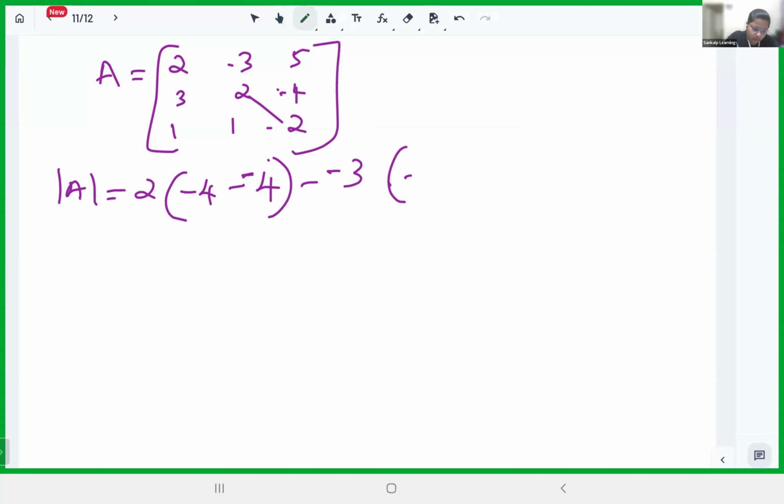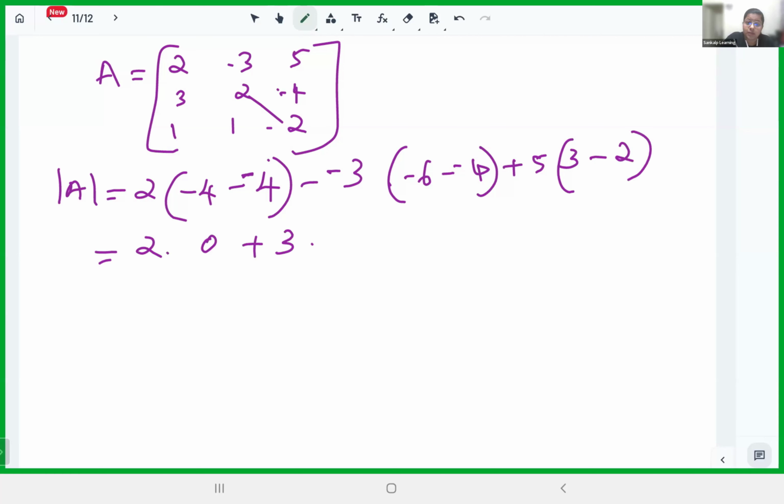So what is the answer? 3 into minus 2 is minus 6. Then minus 1 into minus 4 is minus 4. Plus 5 into 3 into 1 is 3. Minus 2 into 1 is 2. Okay, so that is equal to 2 into minus 4 plus 4 is 0. Then plus 3 into minus 6 plus 4 is minus 2. Plus 5 into 3 minus 2 is 1. So that is equal to minus 6 plus 5. That is equal to minus 1. So determinant of A is equal to minus 1, which is not equal to 0. Right.